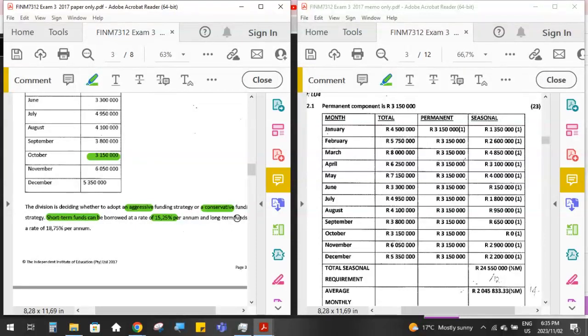But if they borrow long-term funds, which means something that they will be borrowing for at least 12 months or more, they'll sign a contract to say, I'm borrowing this amount of money for 12 months or longer. If they do that, they have to pay 18.75% per annum for long-term funds.